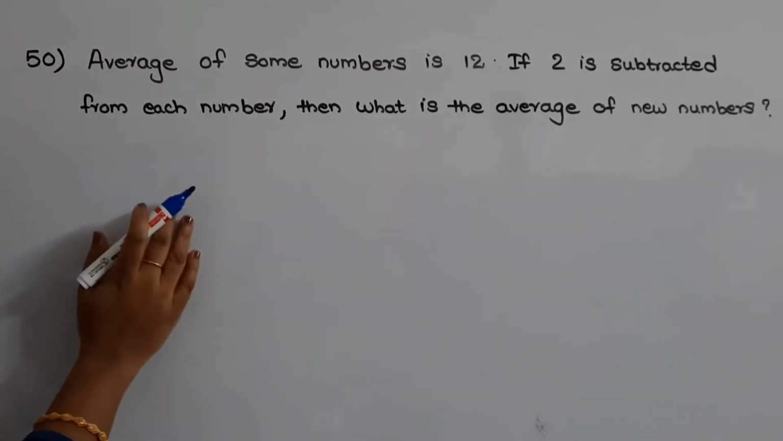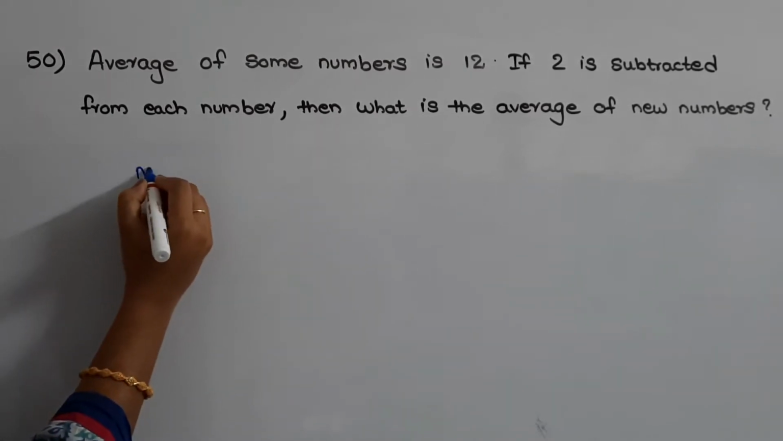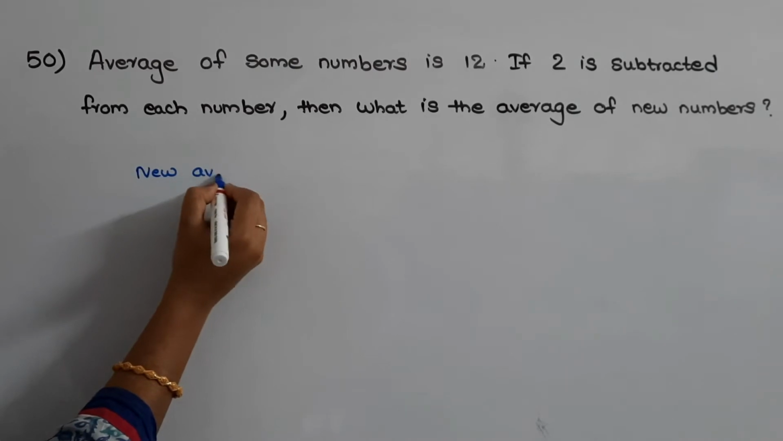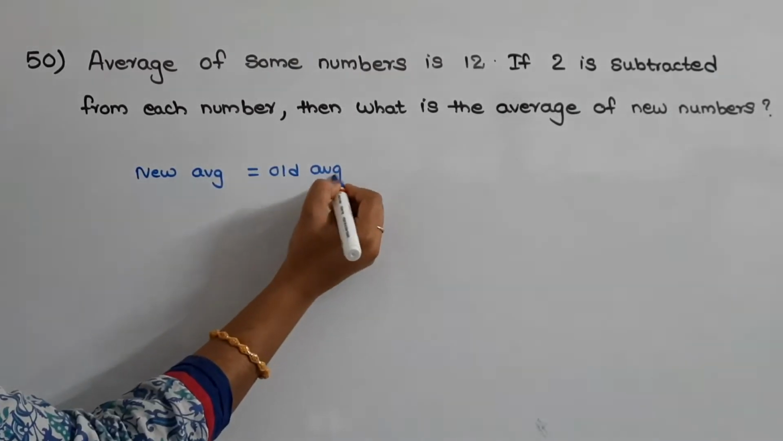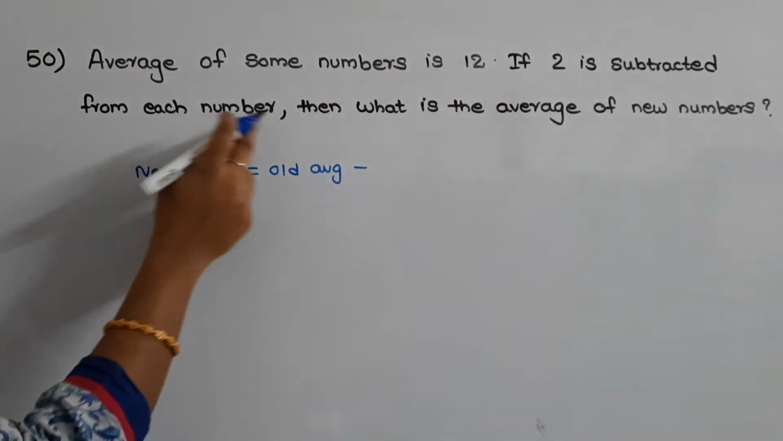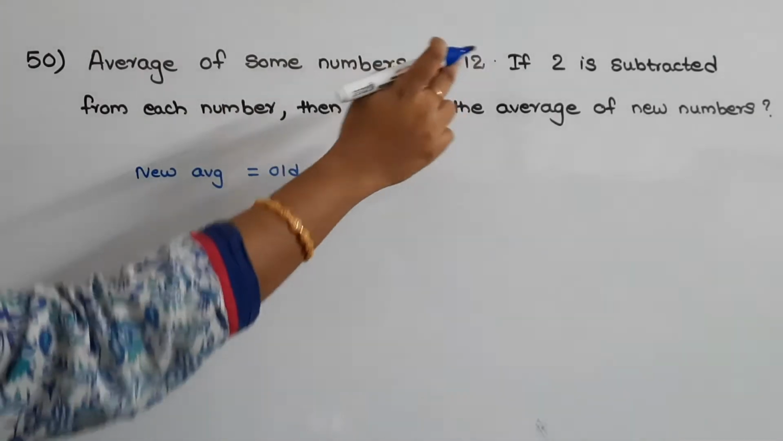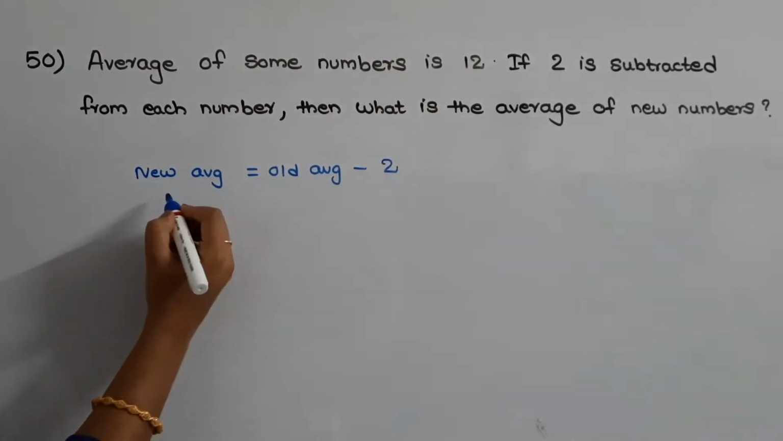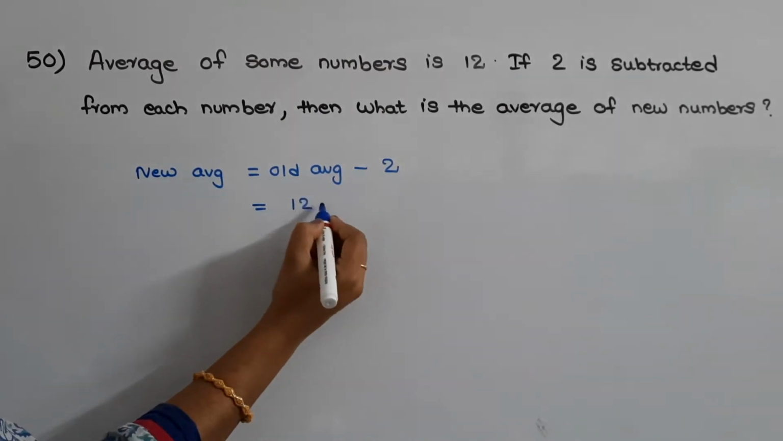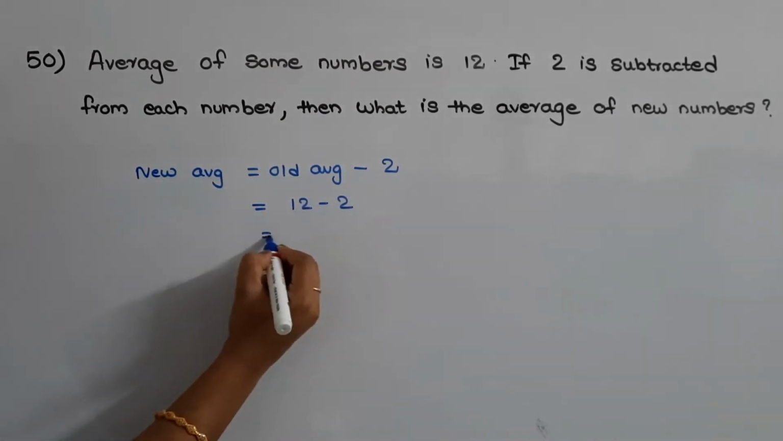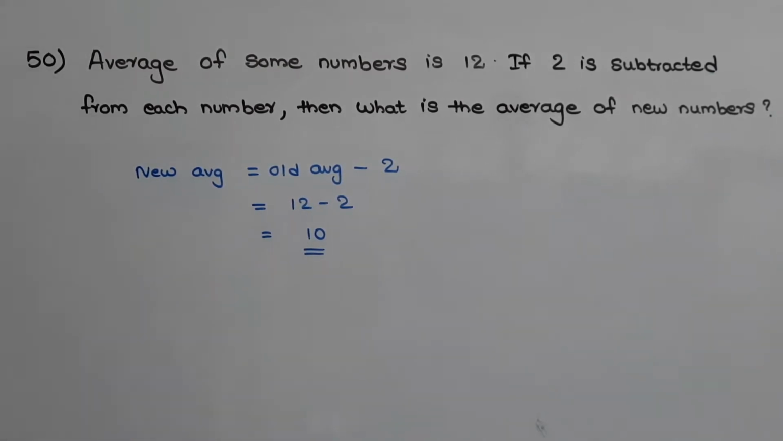So whenever this type of question comes, directly we can write the new average is equal to old average minus the value which is subtracted from each number. The value which is subtracted from each number, here it is 2. So the new average will be equal to old average 12 minus 2, that is equal to 10. So this is the answer.